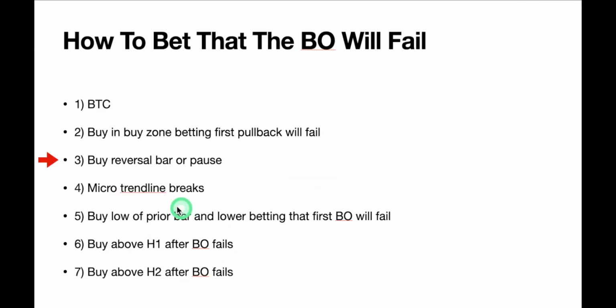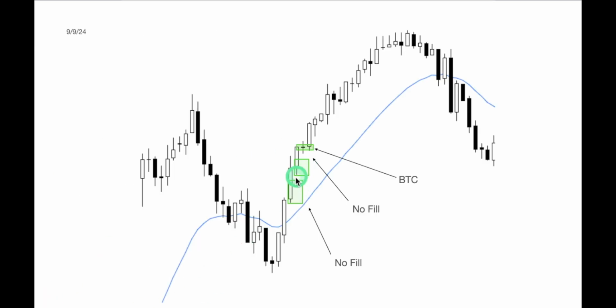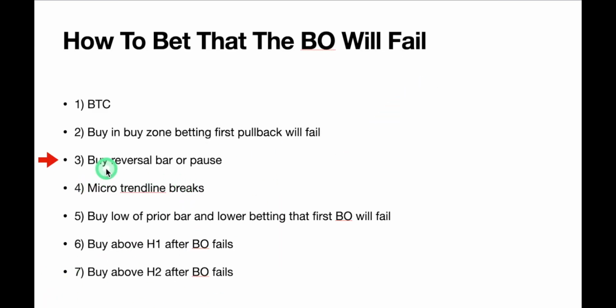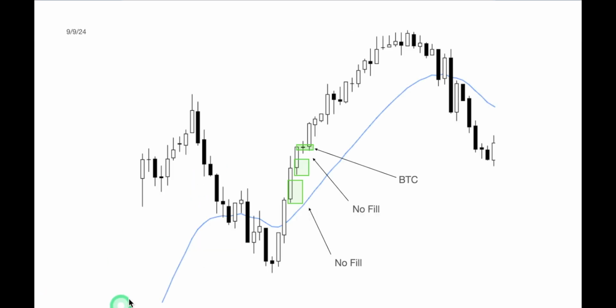And then the 3rd close, you don't want to buy. So you wait for the buy zone. But the buy zone doesn't fill twice. So then you move down the list and we go for buying a reversal bar or pause bar. So you're not missing the entire thing. You're just waiting for your price and trading on your terms.